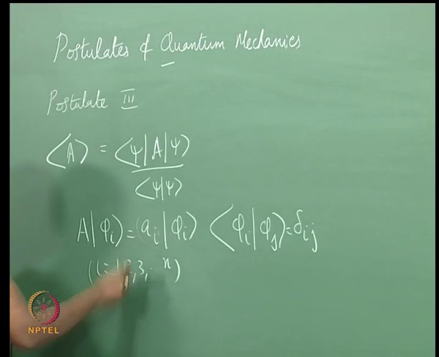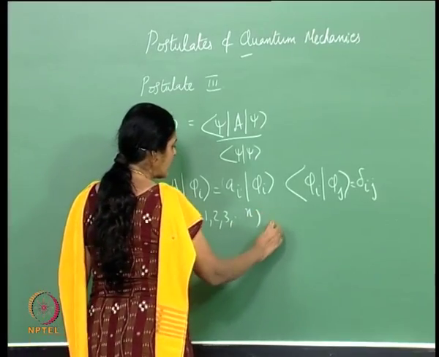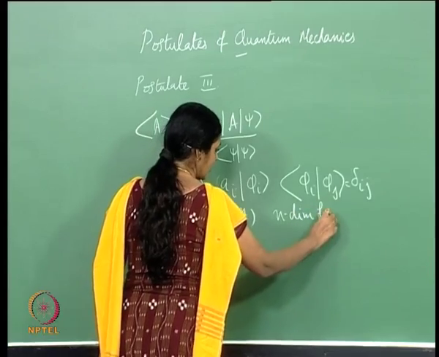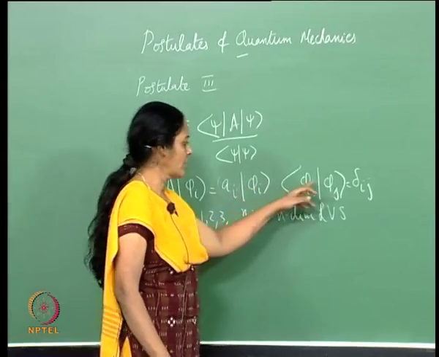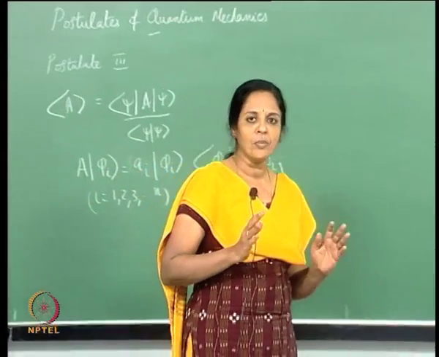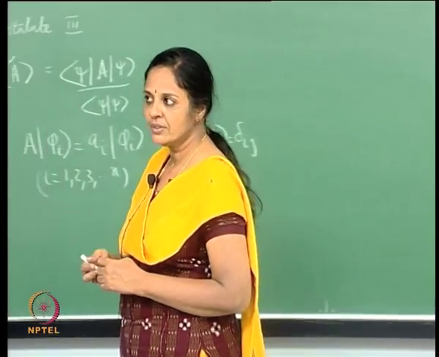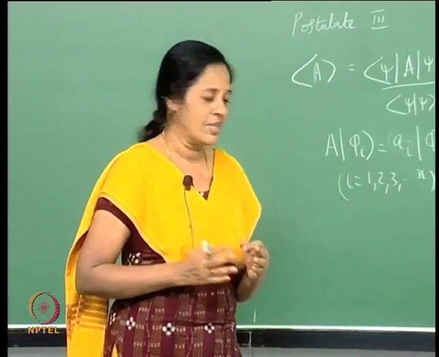And these are real numbers because A is a physical observable and therefore represented by a Hermitian operator. n is the dimension of the linear vector space, and that is why n basis vectors, which we have chosen to be an orthonormal basis set. To begin with, if they were not orthogonal to each other, we would use the Gram-Schmidt procedure and make it an orthonormal set.